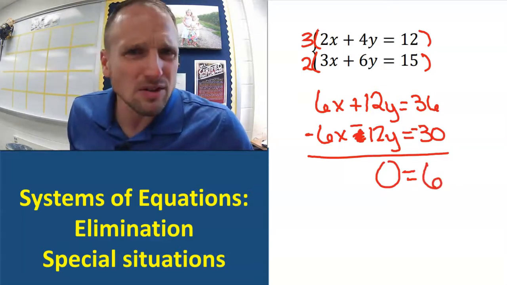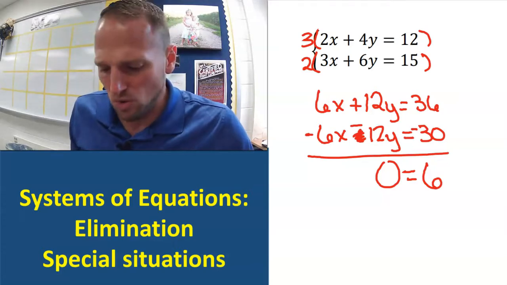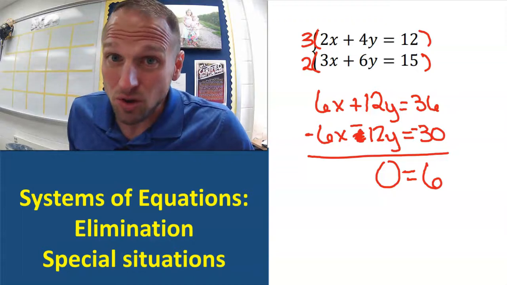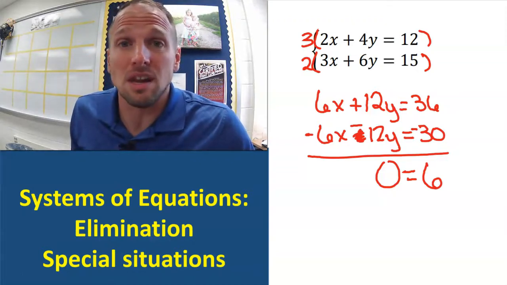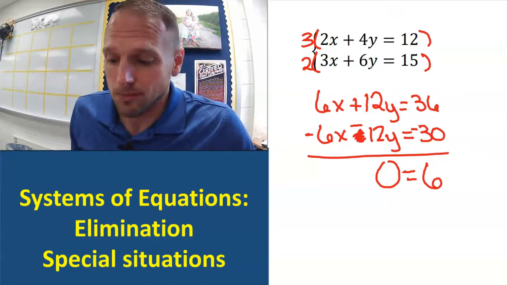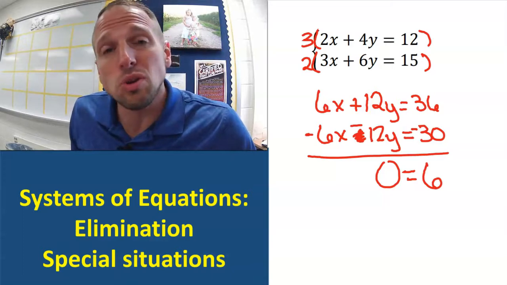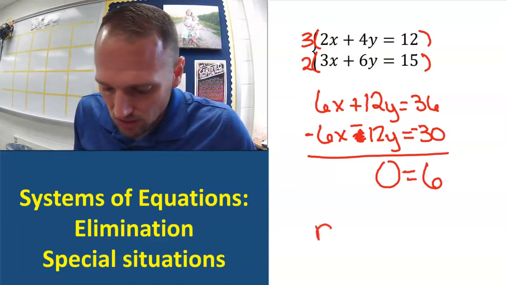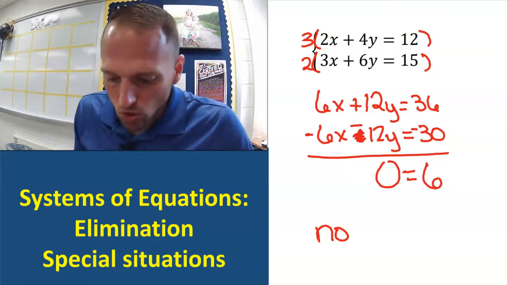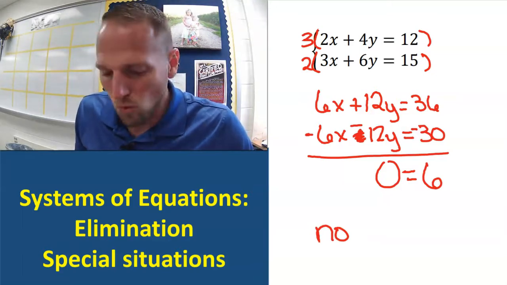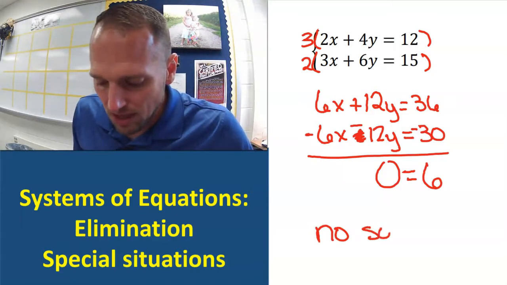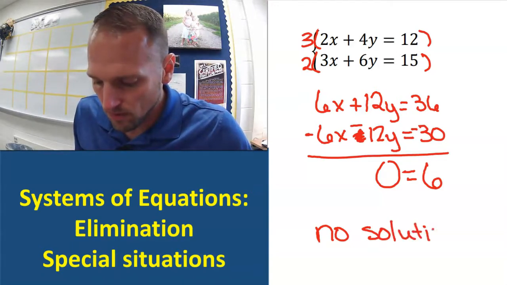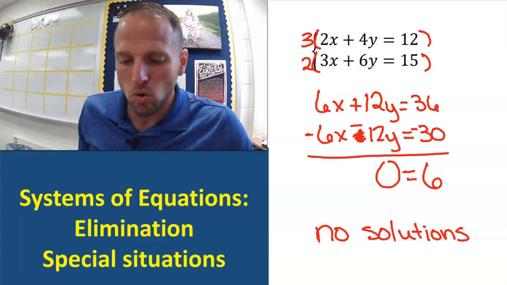Okay, so that looks a little strange, because that says 0 is equal to 6. 0 is the same thing as 6? I don't think so. 0 is not the same thing as 6, and it never will be. So this one is also going to be unique. This one is actually no solutions. 0 is never equal to 6, so there is no number that we can put in for x and y, no combination that will make that system true. So this is just no solutions.